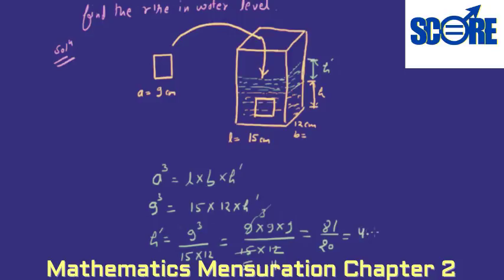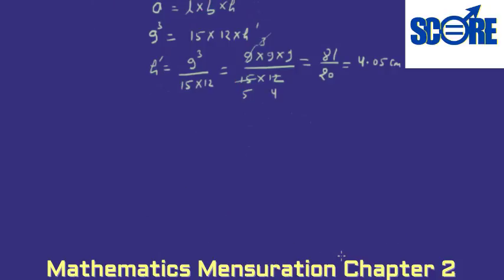When 81 is divided by 20 we get 4.05 centimeters. So the increase in the water level in the rectangular tank is by 4.05 centimeters. Now we move to the next question.